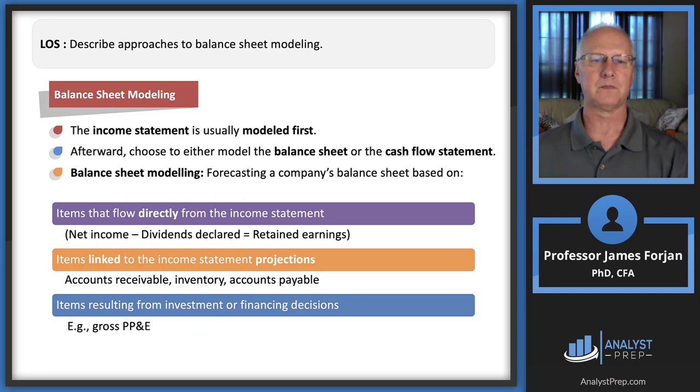How about items that are linked to income statement projections? Of course, accounts receivable depends entirely on sales, right? Inventory depends entirely on how much we didn't sell, right? Beginning inventory and ending inventory. And then accounts payable, that has everything to do with the cost of all of our sales. You know, we have to pay other people out there whatever those accounts payables are.